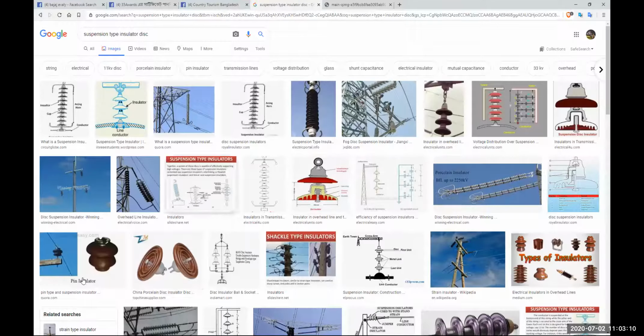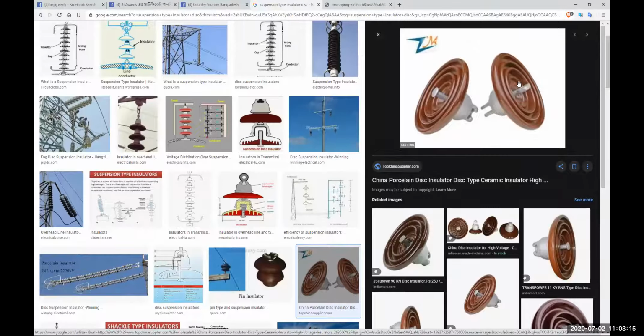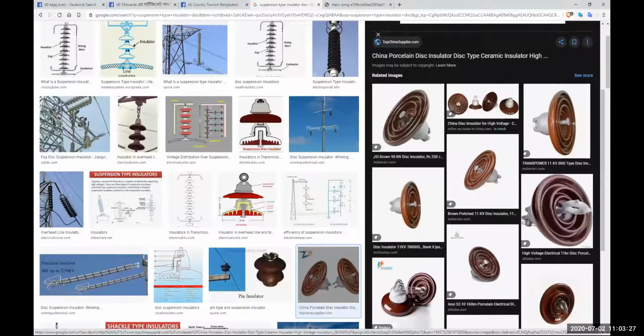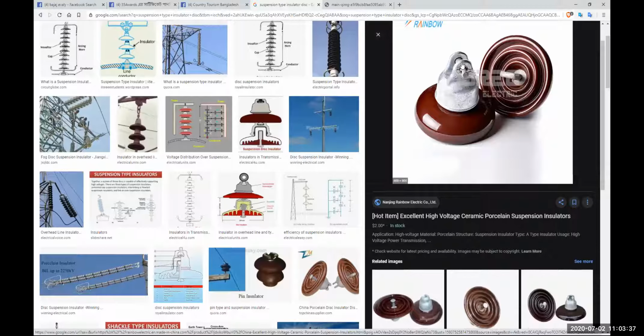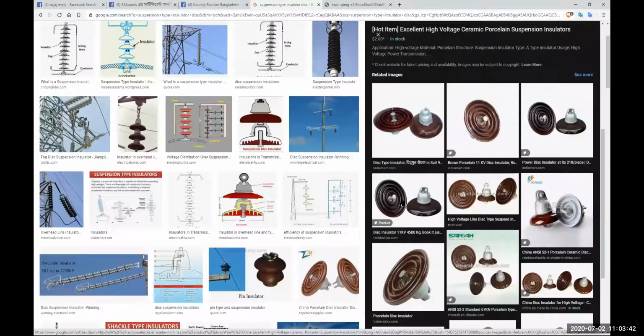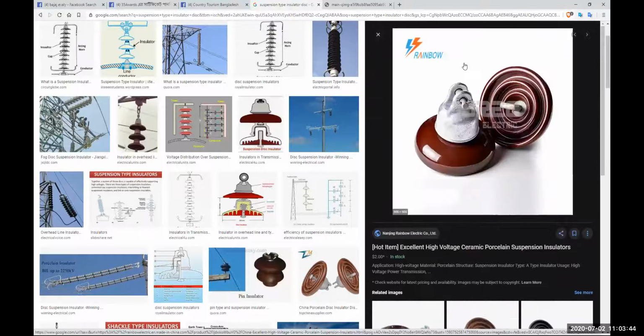You can see here, this is one disc of your suspension type insulator. Can you see some metal link? They are actually used for holding them together, that means for connecting them together. You can see here there is a loop and there is a metal link. Using this metal link, you connect them together.